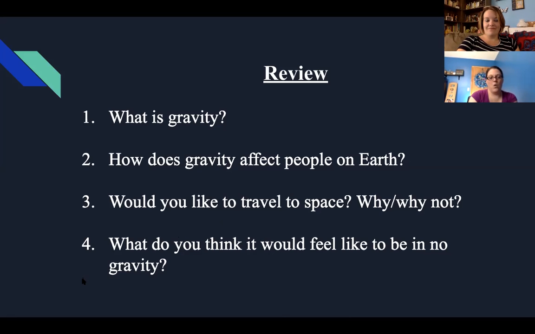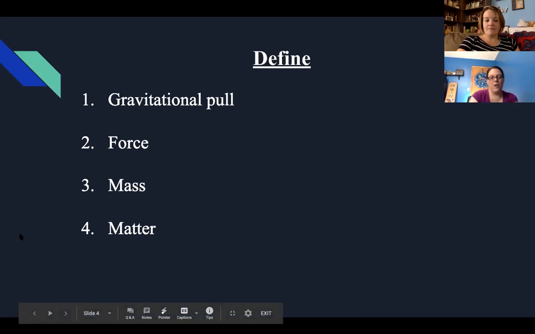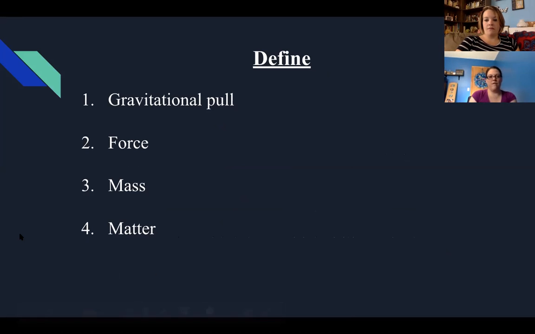Okay, we're going to go to the next slide. Okay, the next slide, I want you to define these 4 vocabulary words. And remember, they are located in the glossary of the book. It's gravitational pull, force, mass, and matter. Now, guys, mass and matter, we spent a lot of time in science class, so you should know those. But if you need to review, they're in the glossary, okay?